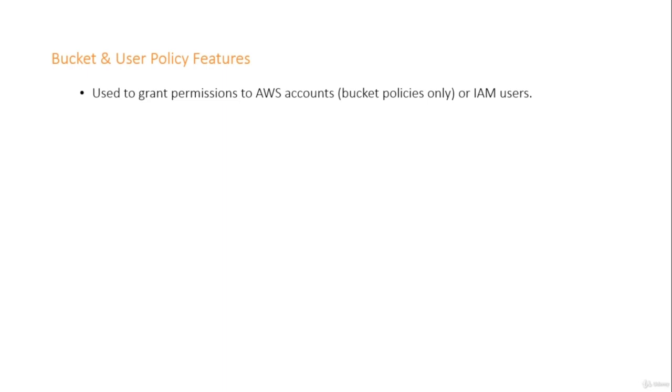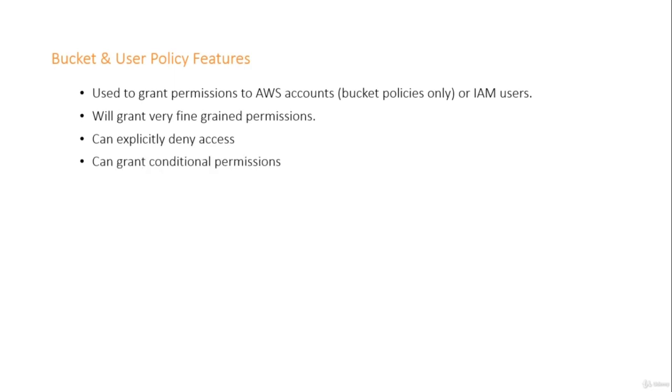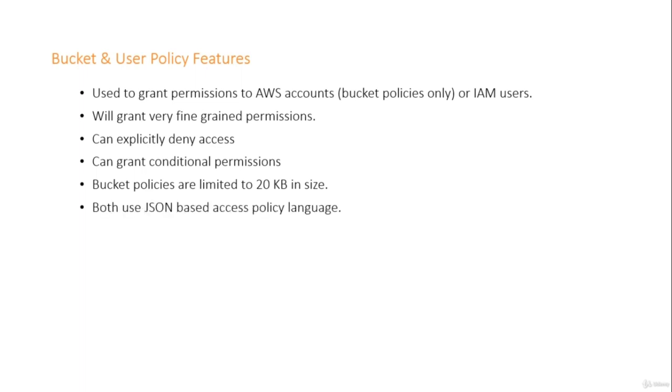Bucket policies can be used to grant permissions to AWS accounts and also to IAM users at a very fine-grained level. They can explicitly deny access and can grant conditional permissions. And here bucket policies are limited to 20 KB in size, and are declared in JSON format.